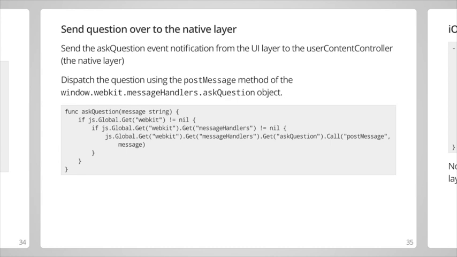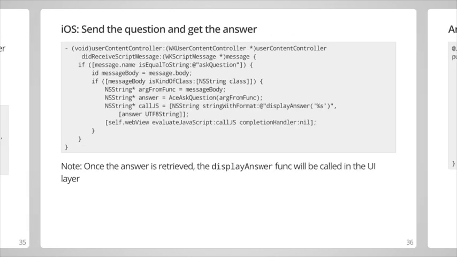The ask question function basically takes the event and posts the message to the native layer. It uses the window.webkit.messagehandlers object. And remember, in the user controller, we had registered the ask question event. That's the mechanism that allows us to pass this message over to the native layer. On the native layer, once we get that message, we call the ask question function that exists in the business logic layer. And then we get the answer, and we call the display answer function in the UI layer.